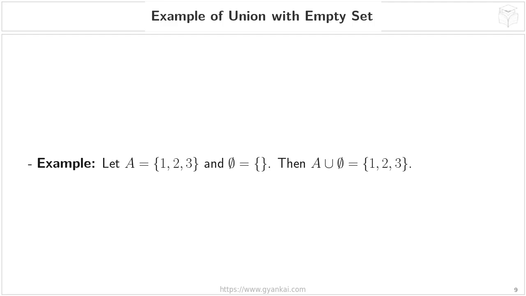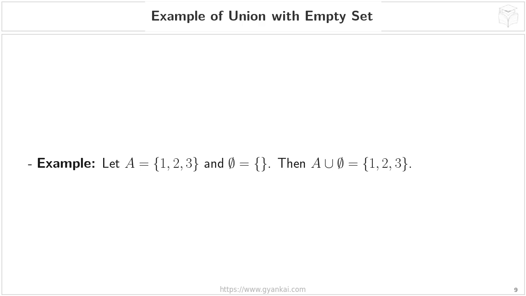Example of union with empty set. Let's look at a concrete example to solidify our understanding of how the empty set behaves when we perform a union. As you can see on the slide, we're given a set A, which contains the elements 1, 2, and 3. We can represent this as A equals the set containing 1, 2, and 3. And of course, we have our empty set, which we've established contains absolutely nothing.